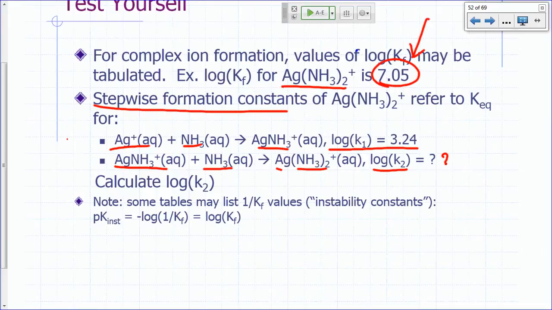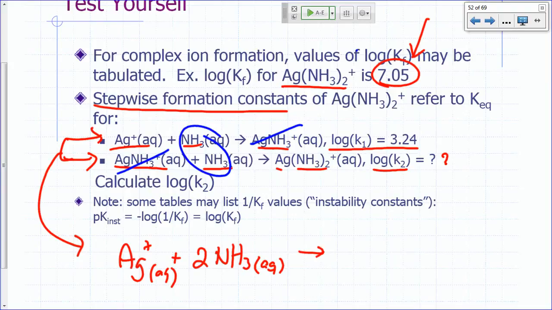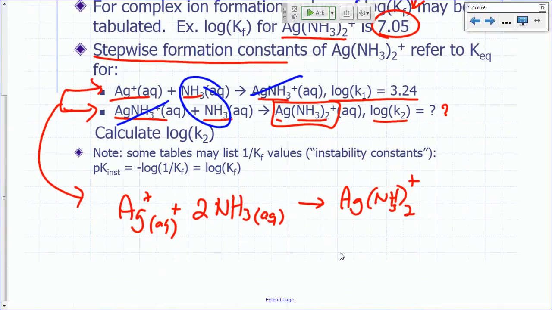Well, let's look at these two reactions. What happens if you add these two reactions? Let's combine them. You have Ag plus, what happens to this one? It cancels out, right? So this just gives you 2 NH3 aqueous, and your product is your silver ammine complex Ag(NH3)2 plus 1 charge. What's the KEQ for this one?